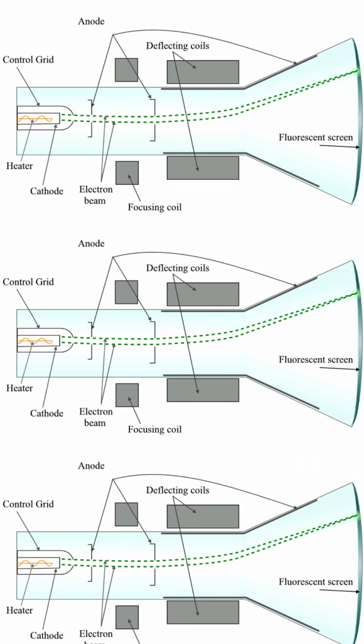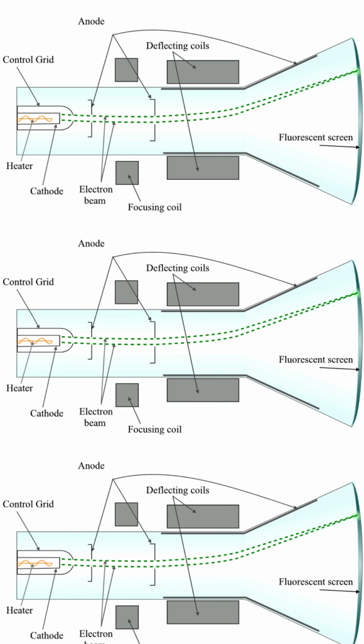It begins with the heater, an electrical filament that glows hot, much like the filament in an incandescent light bulb. This heat is transferred to the cathode, a specially coated metal cap, causing it to release a cloud of negatively charged particles called electrons through a process known as thermionic emission.